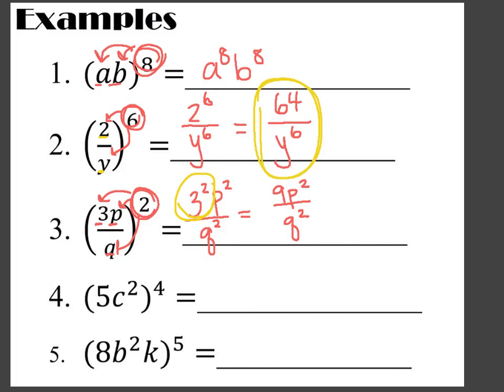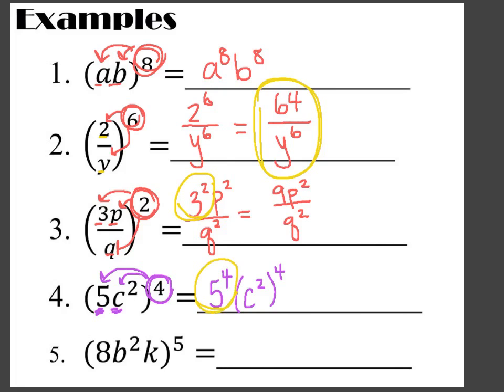If I look at number 4, I have 2 things inside of my parentheses. I have a 5 and I have a c. So I'm going to take this outside exponent and put it on each thing. So that's going to make 5 to the power 4. And then I already had c to the power 2, but I need to put another 4 on it.